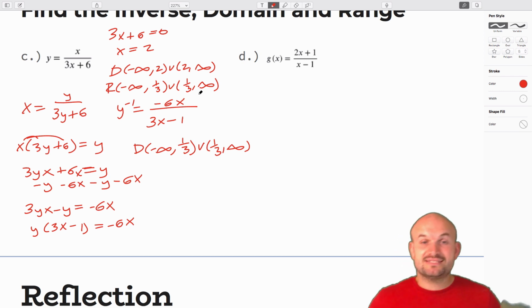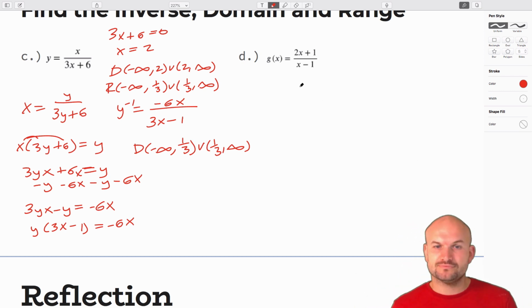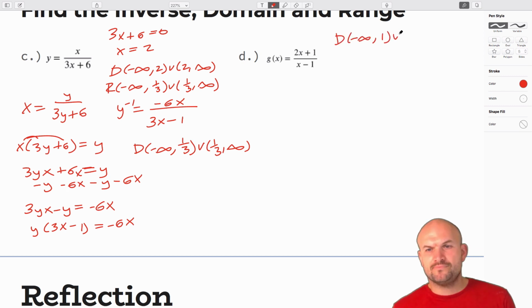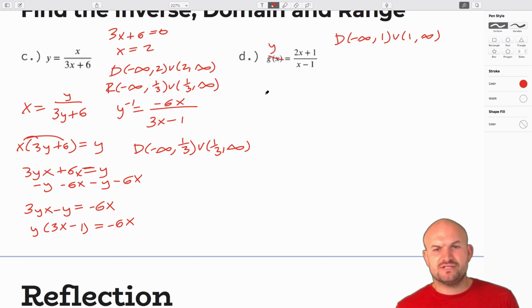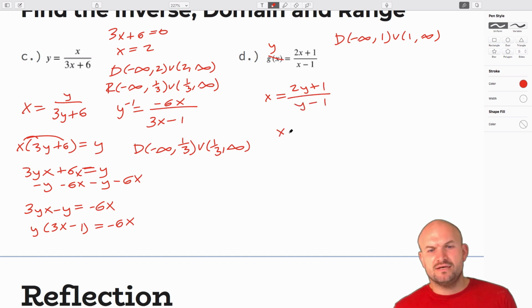Okay, last but not least, guys, the last problem. Yay. Let's go ahead and do the domain real quick. Domain's all real numbers except for 1. All right, swap the variables here. So we get x is equal to 2y plus 1 over y minus 1. Multiply y minus 1 on both sides. Distribute. Don't see what happens when I start skipping out on my work. So you distribute the x.